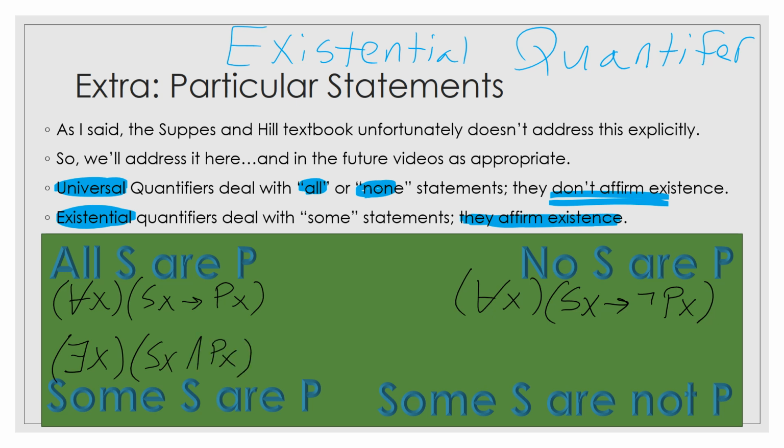In this case, we're not using a conditional. We're using the conjunction, the and. We're saying that there is an X that is S and it is P. So some S are P. And for some S are not P, we'll have the following. For some X, X is an S and X is not a P. Again, we have the conjunction, the and. So for our universal propositions, we use a conditional. For our particular propositions, we use a conjunction.